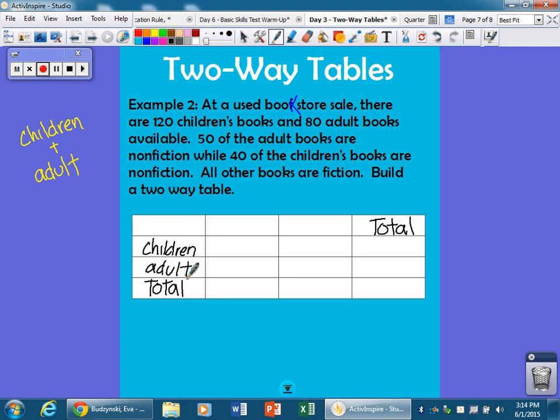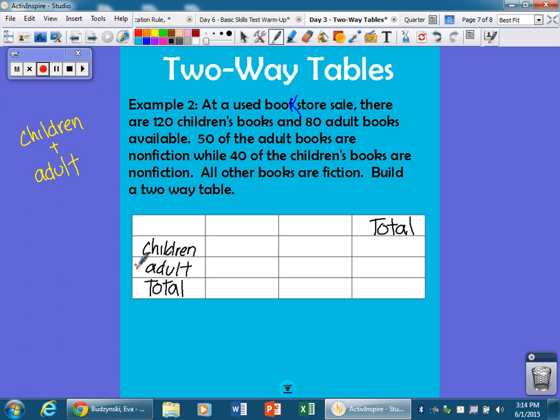Now, would it have made a difference if I put this in the rows? No. It would not have made a difference if I put it right here and here. It would not have mattered. Would it have made a difference if I put adult first and then children? No. People's tables might look a little different depending on their order, but their totals are going to be the same. That's the most important part.